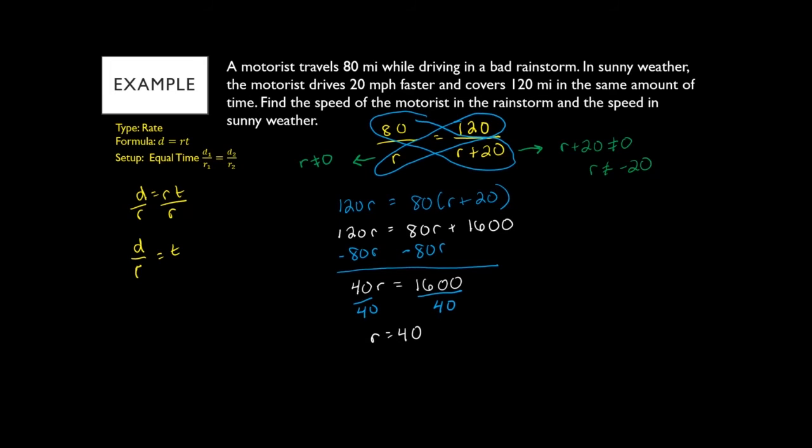So we have to go back to what they're telling us to find. It says find the speed of the motorist in the rainstorm and the speed in sunny weather. This 40 is the rainstorm speed because the way we set up our equation is that we had the rain on the left and then the sun on the right. So for the rain, R was our speed. So we've got 40 miles per hour in rain. And then the sun is R plus 20. So that means 60 miles per hour in sun.